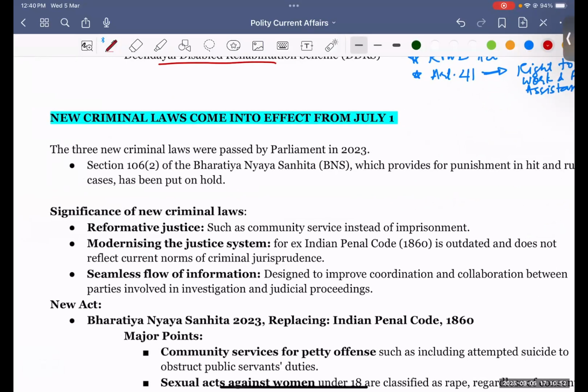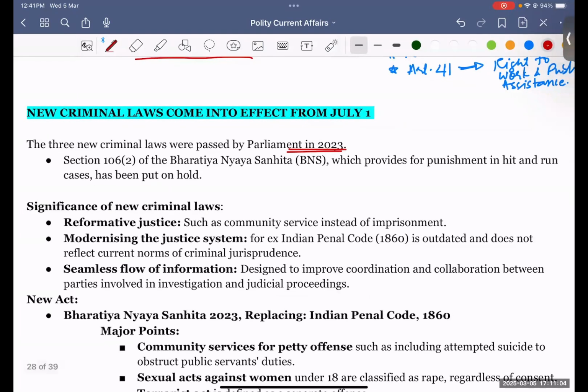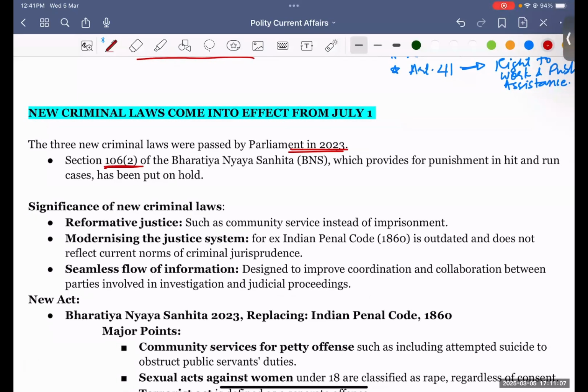New criminal laws come into effect from July 1. So the three criminal laws were passed by Parliament in 2023. Also, the section 106(2) of the Bharatiya Nyaya Samhita, which is the new act, which provides for punishment in hit and run cases, has been put on hold because it saw severe riots and protests from the truck drivers. That's why that is put on hold.